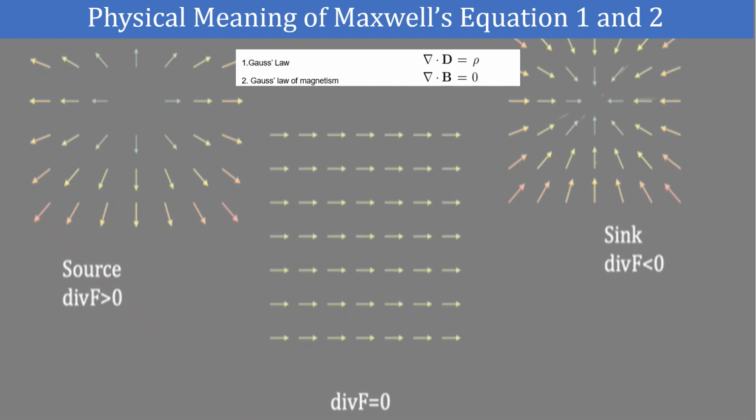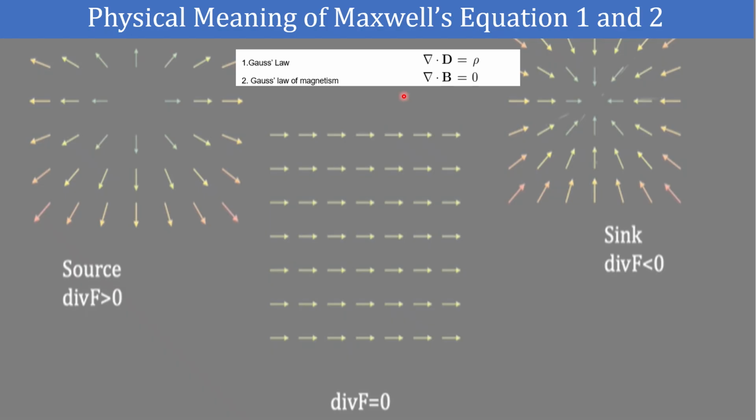We all know that Maxwell's equations form the basis of explaining anything in electromagnetics. And in this video, we are going to see the physical meaning of Maxwell's equations 1 and 2. We know that Maxwell's first equation is Gauss's law, which shows del dot D equal to rho, and the second equation is del dot B equal to 0.